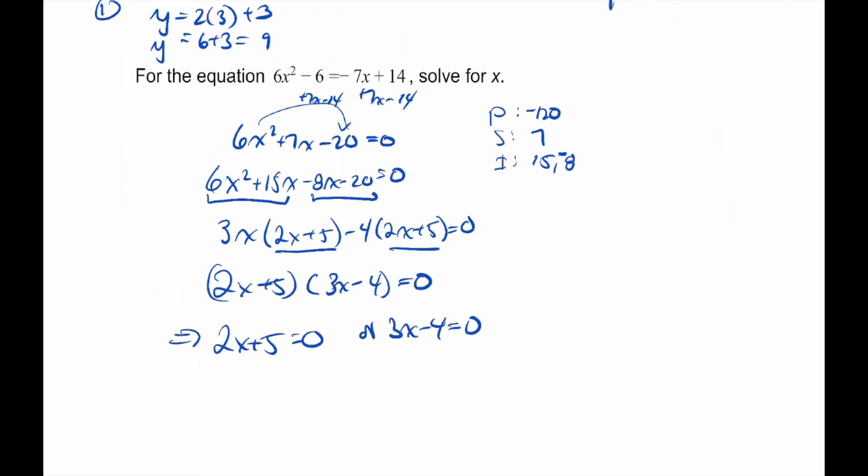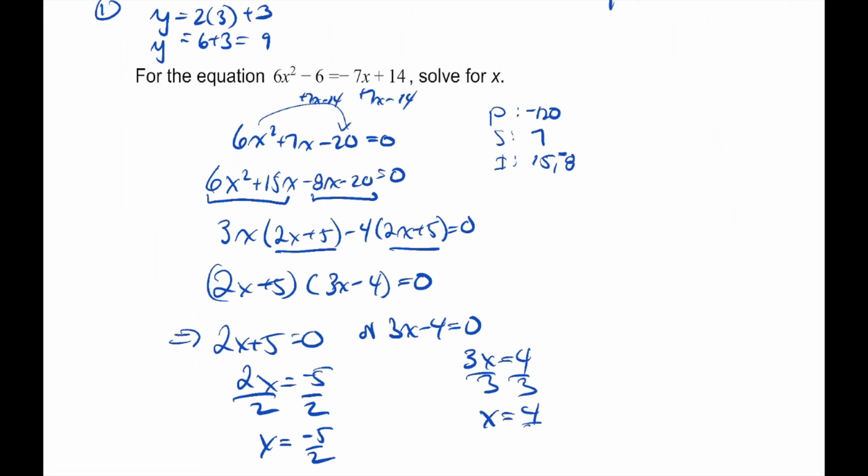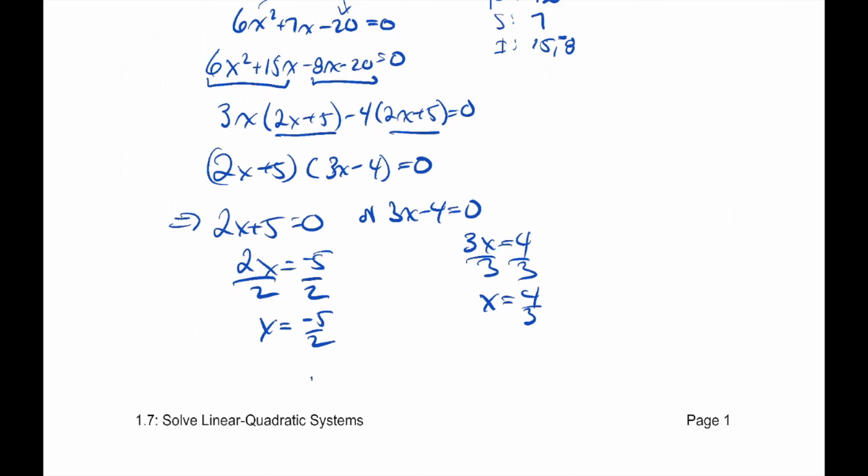equal to 0. So doing the left one, we get 2x is equal to minus 5. Divide both sides by 2, we get x is negative 5 over 2. And then doing the right, we get 3x is equal to 4. Divide both sides by 3, I get x is equal to 4 thirds. So therefore, x is equal to minus 5 over 2, or 4 over 3.